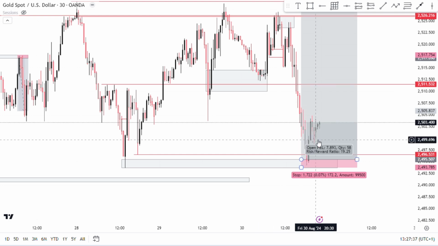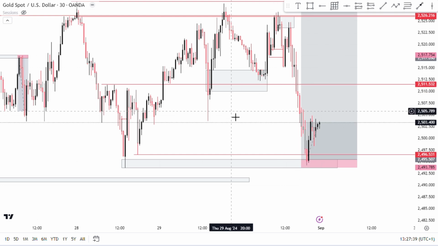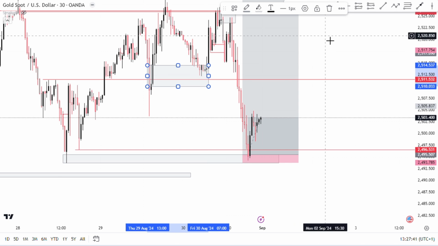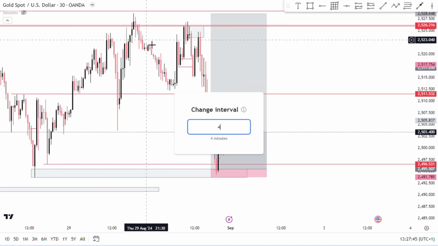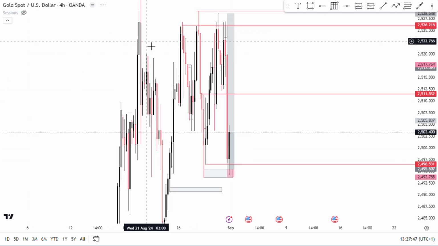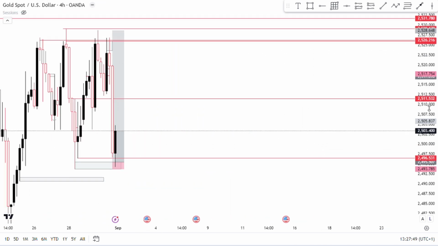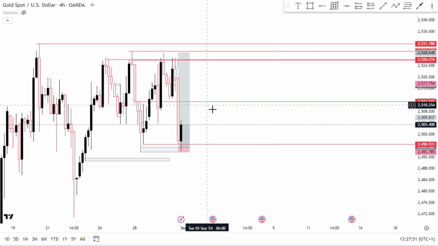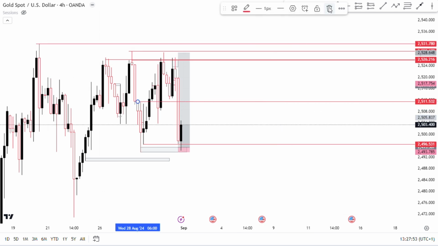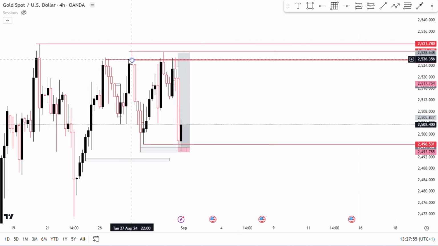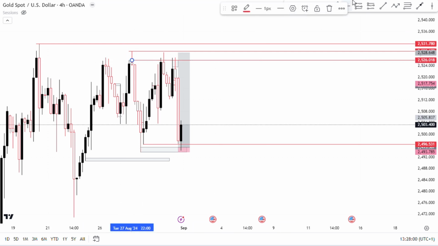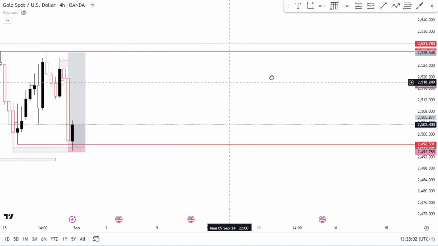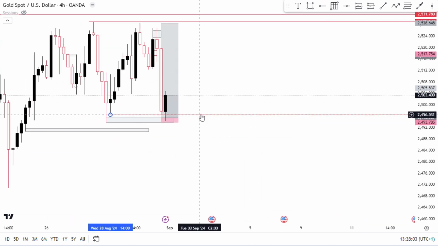So what I'm expecting on Monday is, okay, I have to study this particular bearish trade. Let me go back to a 4-hour time frame. So from the 4-hour time frame right now, I have to study this particular moment. Let me delete this line. Let me delete all these lines. Okay, let me delete this one also.